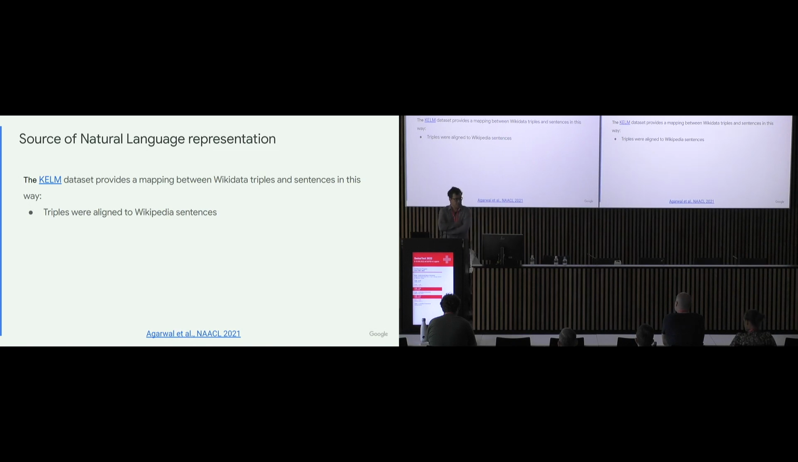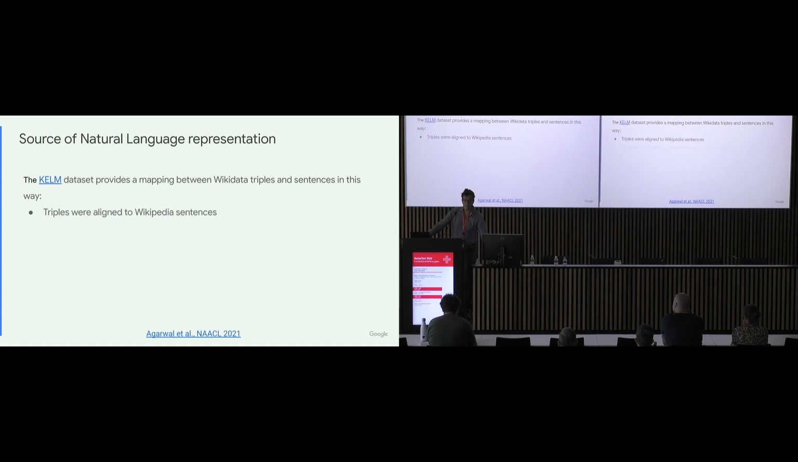We used as a starting point some previous work, which is the Kelm dataset. What the Kelm authors did was to take Wikipedia and Wikidata and align the Wikidata triples to Wikipedia sentences. For a Wikidata triple, find a sentence in Wikipedia that mentions explicitly the subject and the object, and some additional cleaning of the dataset to remove the false matches.